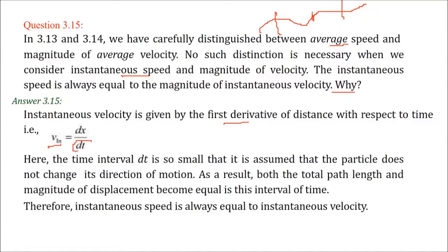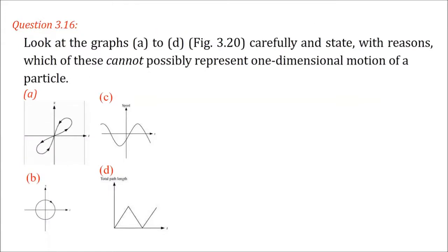The time interval, this dt, is so small that the particle is assumed not to change the direction of motion, because it is very small. How can you explain a change in direction of motion in such a small time? So both path length and magnitude of displacement become equal in this time interval. That is why the instantaneous speed is always equal to the magnitude of instantaneous velocity.